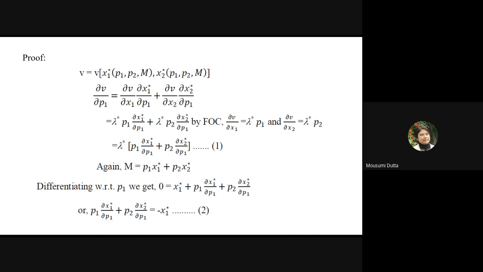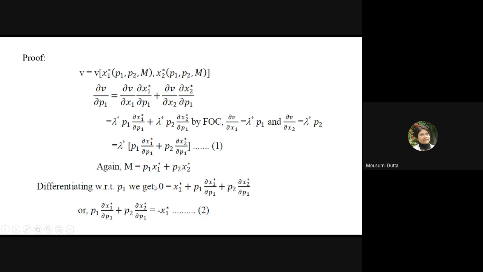Okay, so I hope up to equation number 1, it's fine. And then we are considering m is equal to p1 x1 star plus p2 x2 star. Actually, this is the budget constraint which we use in the context of utility maximization. We replaced all x1 and x2 by x1 star and x2 star. That is, we replace x1, x2 by their value functions, x1 star and x2 star.